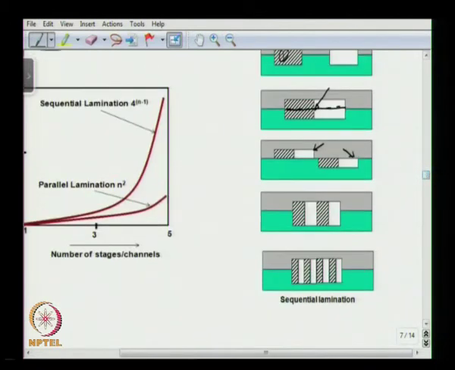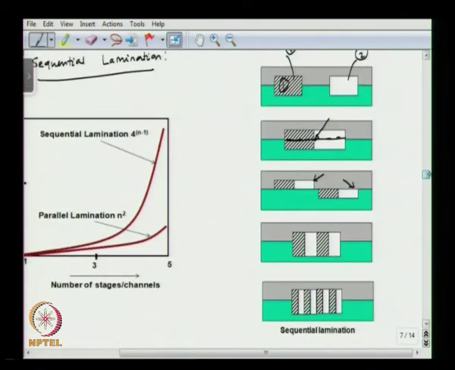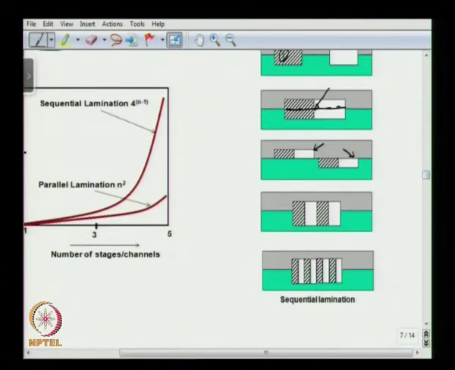Then the channel depth becomes half here, right. Now, the channel depth is allowed to increase to the original depth, as in here. Okay. So, the channel depth is allowed to increase, but the fluid width has become half, and this process is continued n times. Okay. So, it has n different sequential lamination layers, and if you do that, then the mixing is going to improve.